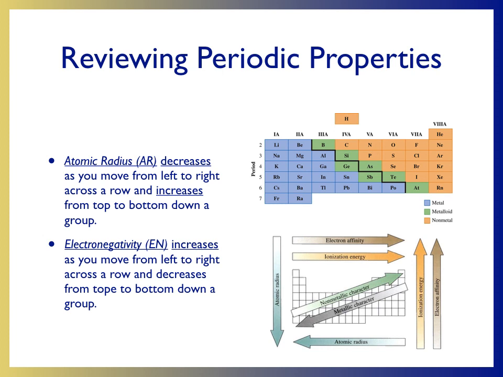The final periodic property is electronegativity, which is a property related to an atom's pull for electrons when it's participating in a chemical bond. Electronegativity increases as you move from left to right across a row, and it decreases from top to bottom down a group.